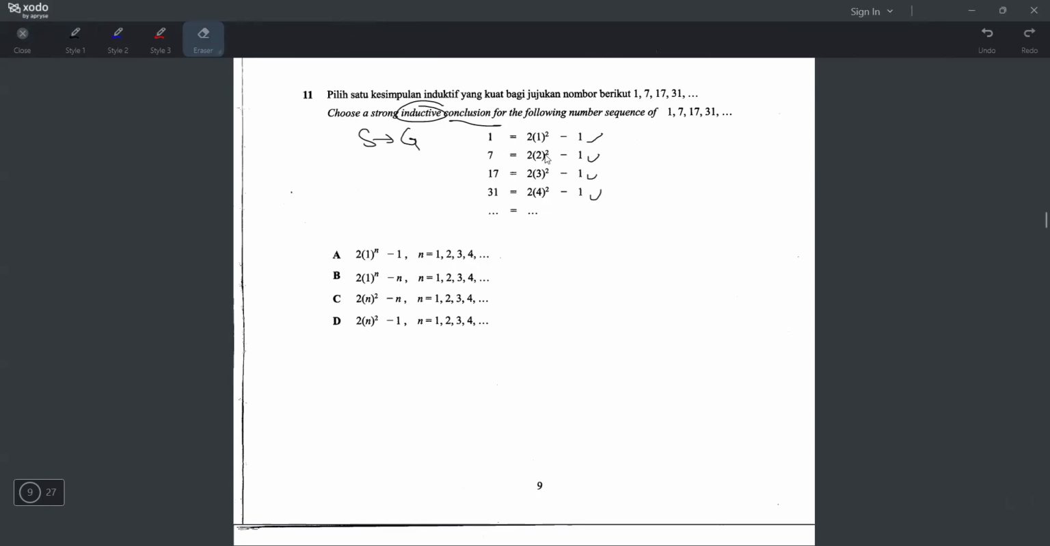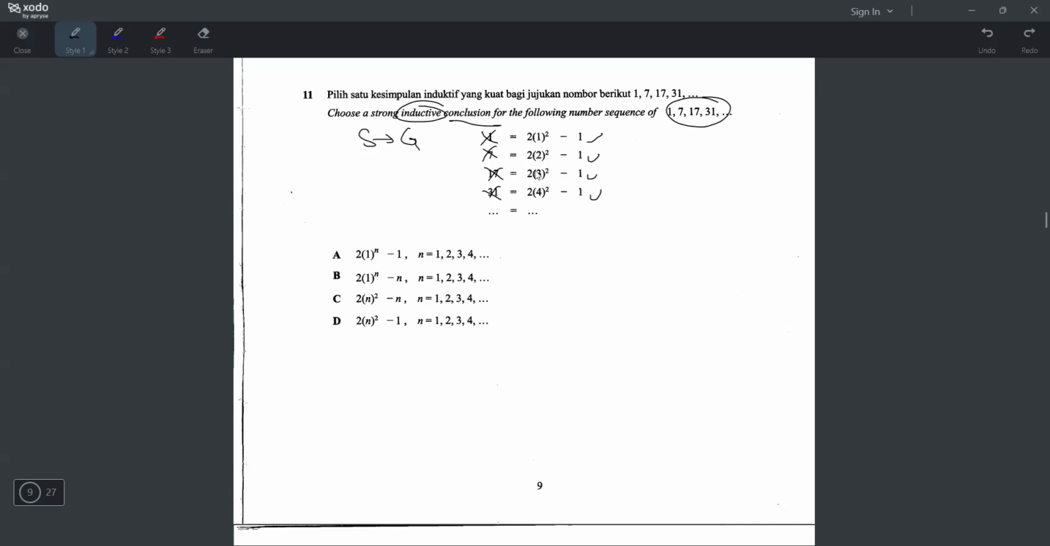So they will give us some specific premises, and we have to generalize. Okay, so let's read. Choose a strong inductive conclusion for the following. So this is the answer. Don't look at the answer, just look at how you get the answer, right? So how do you get the answer?